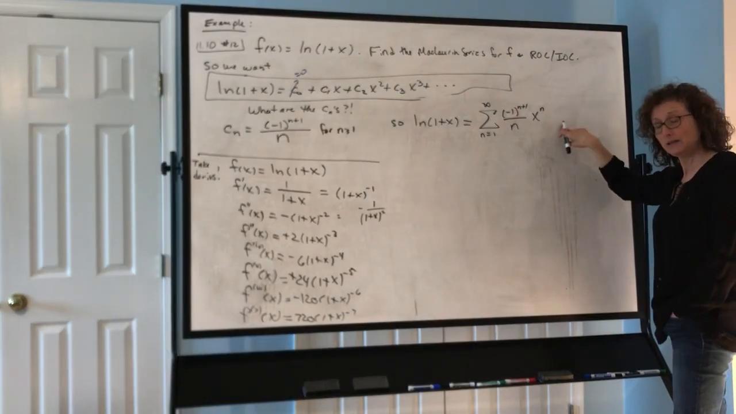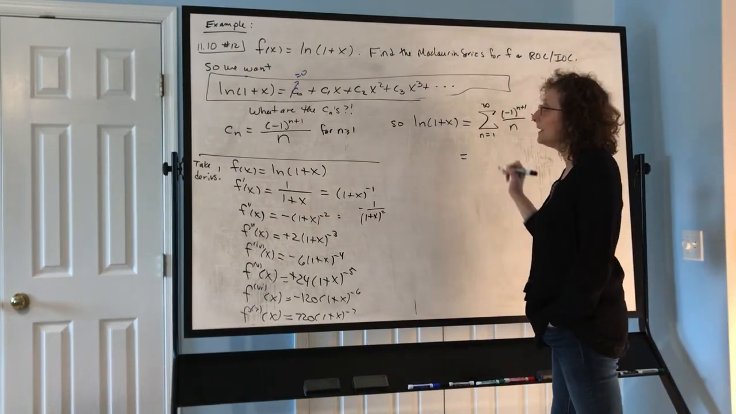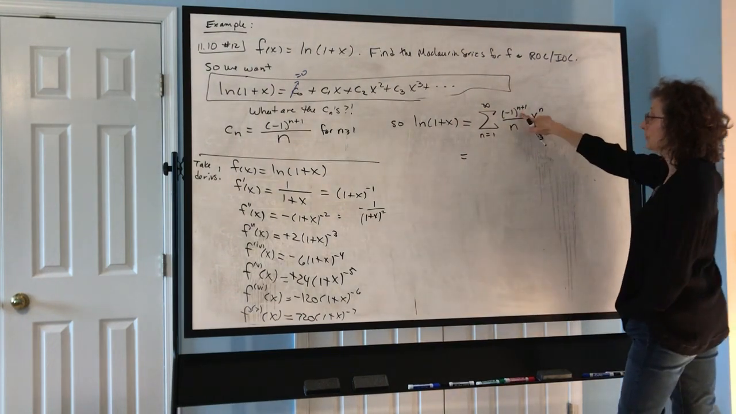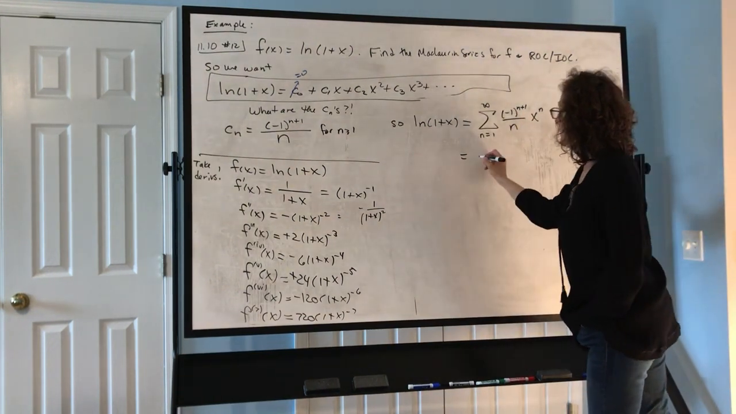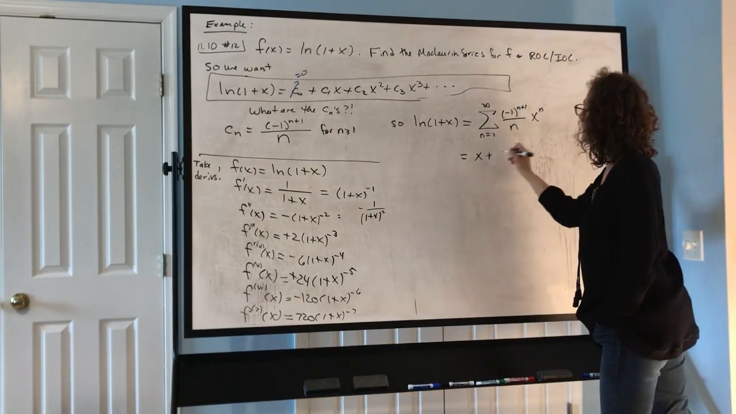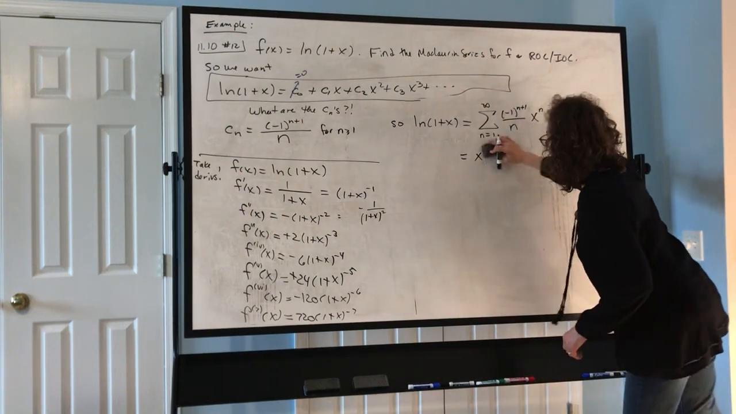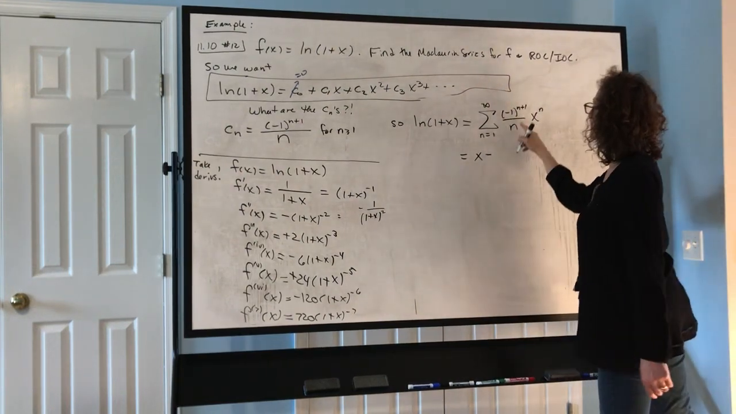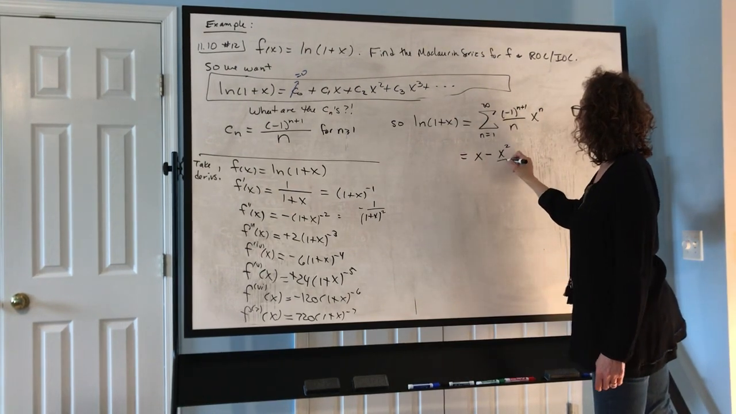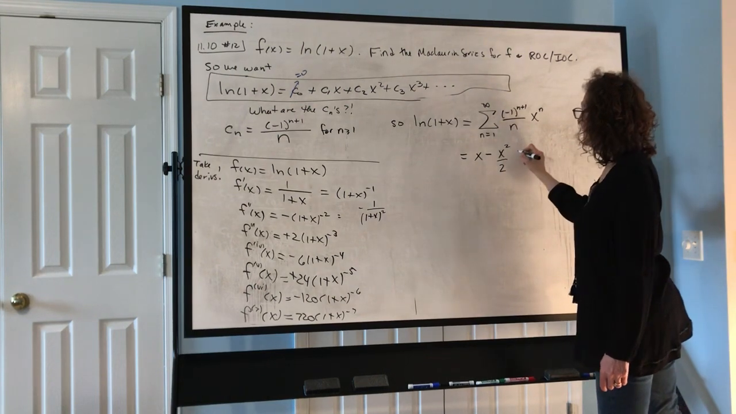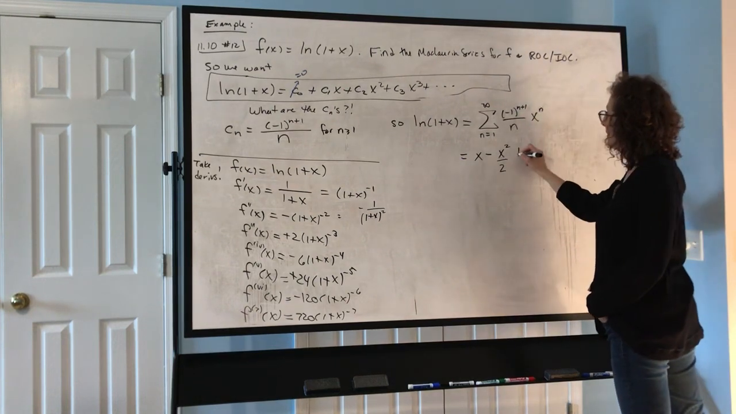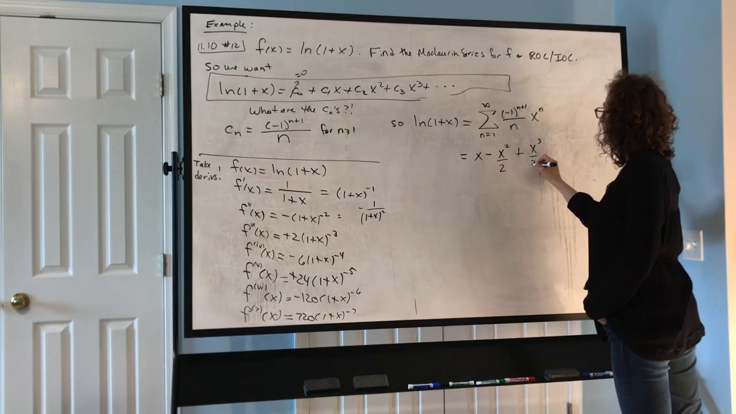Power series, Cn x to the n. Which, if we just write it out, is, when n is 1, what do we have? We have x, even 1x. When n is 2, what do I have? Minus what? x squared over 2. When n is 3, this is even, so it's going to be plus x cubed over 3.